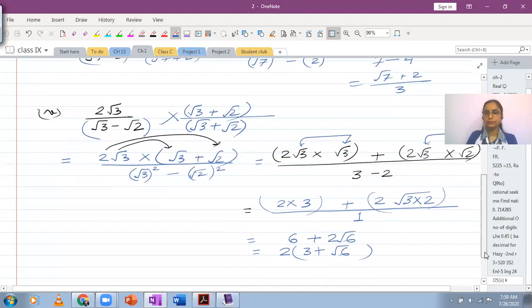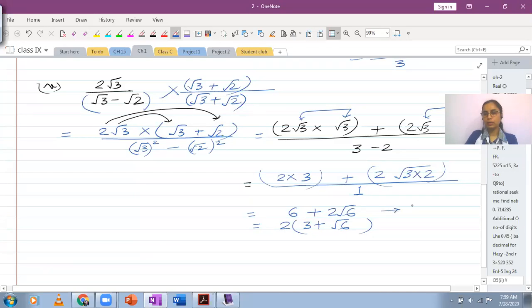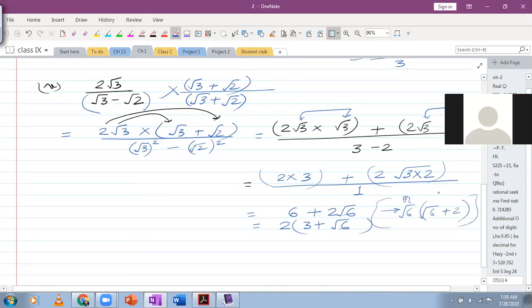Any questions still here? Ma'am, can we take root 6 as common? You could take root 6 as common if required. That will also be the common factor. You'll have a different answer then if you take root 6 common. This will be root 6 plus 2. This is what you will have. Thank you, ma'am. Anyone with any question till here? No, ma'am.